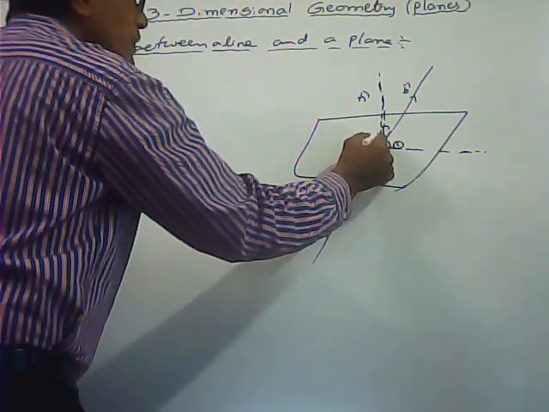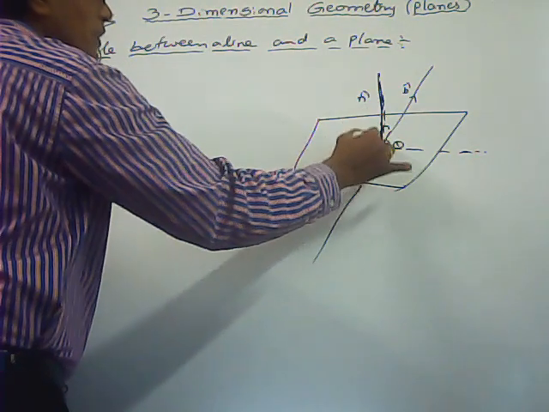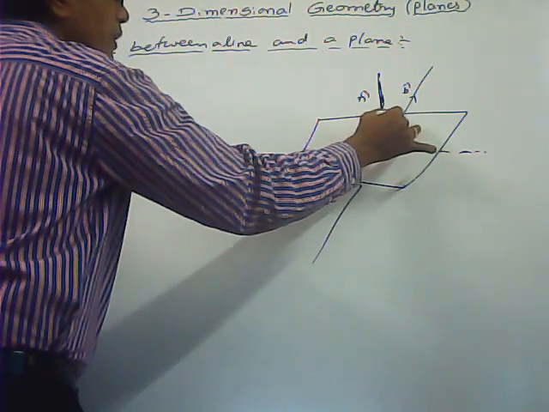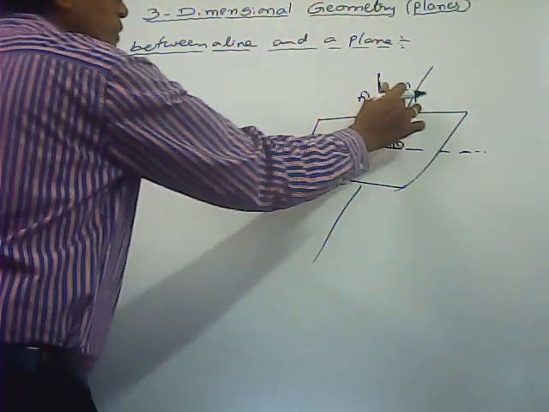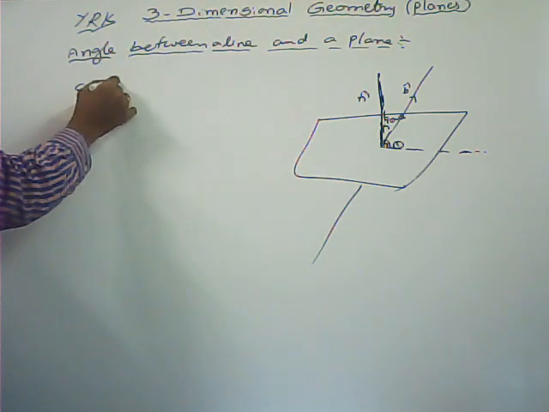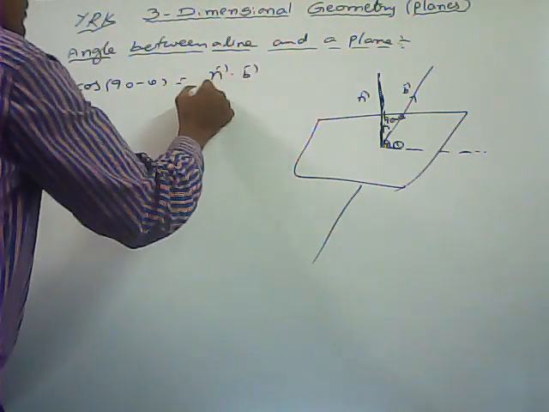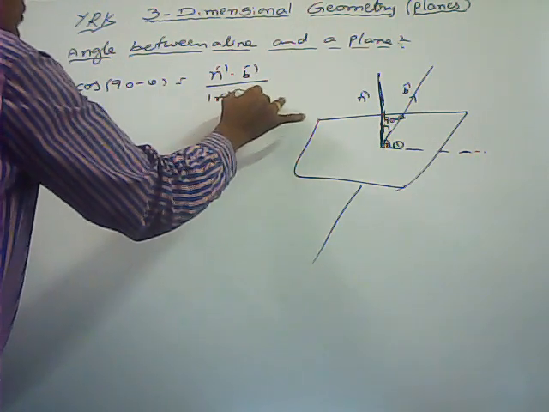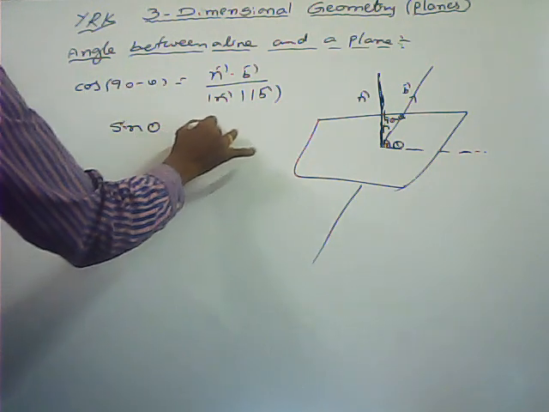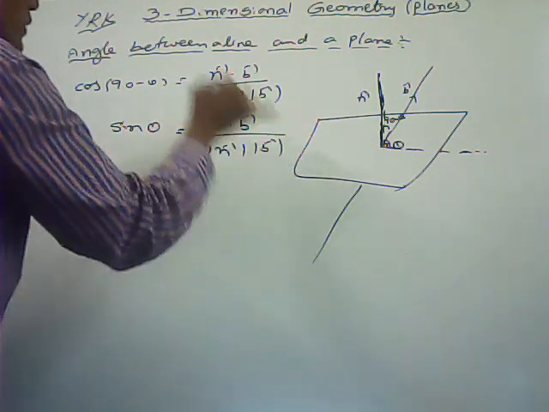What about this one? See here, this is a normal to the plane only. Normal dr is always a normal to the plane. Here if I take this angle theta, what about this one? 90 minus theta. Now what about the angle between b bar and n bar? Cos theta, we know that one. Here in the place of theta, 90 minus theta is there. Cos(90 minus theta) is equal to n bar dot b bar by modulus of n bar into modulus of b bar. Cos(90 minus theta) is nothing but sin theta. Sin theta is equal to n bar dot b bar by modulus of n bar into modulus of b bar.